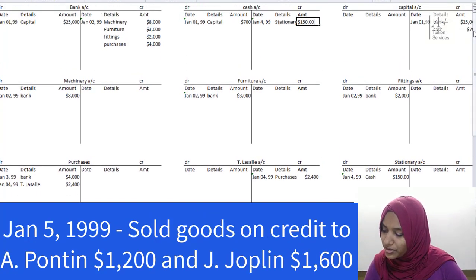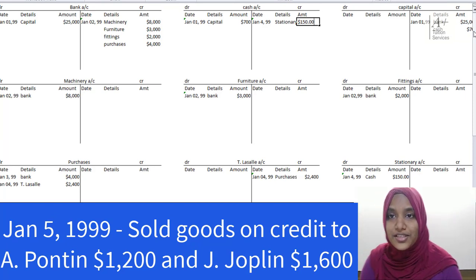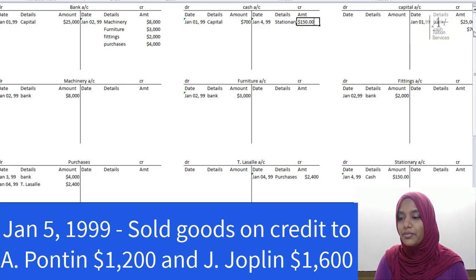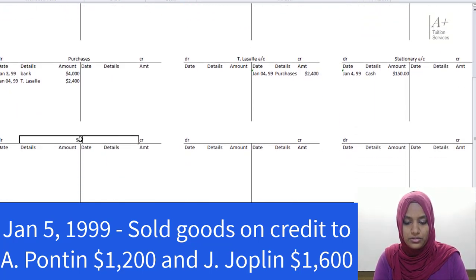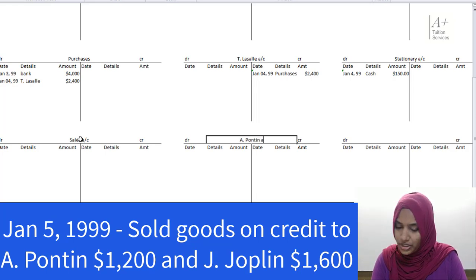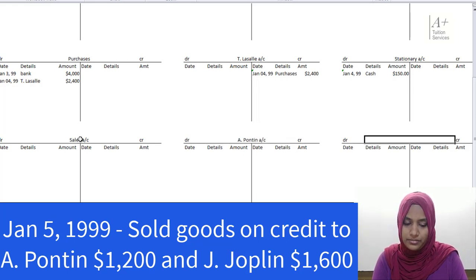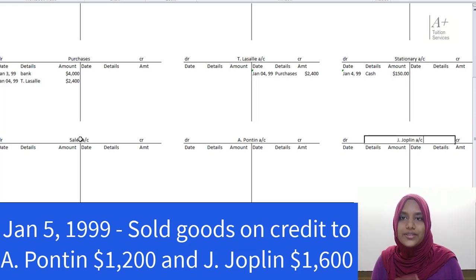January 5th, sold goods on credit to A. Pontin, $1,200, and J. Joplin, $1,600. So this is me selling goods now. So this is a sales, and remember, all sales is credited. So we're going to open a sales account. We're going to open an account for A. Pontin, which is a debtor to our business. And we're going to open one for J. Joplin, who's also a debtor, right? And they bought goods from us on credit, so we selling goods now on credit.